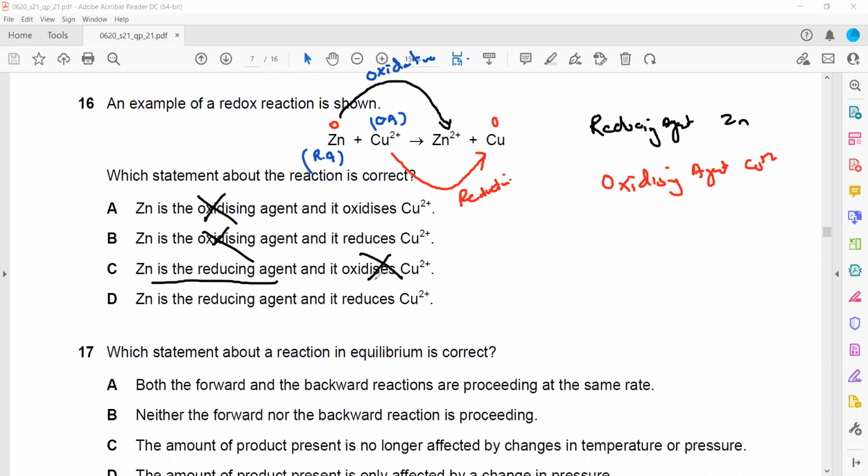But this statement is wrong because it does not oxidize copper. Copper is not oxidized. Copper is reduced, or reduction happens for copper. So D is the right statement: zinc is a reducing agent and it reduces the copper, or decreases the charge on the copper.